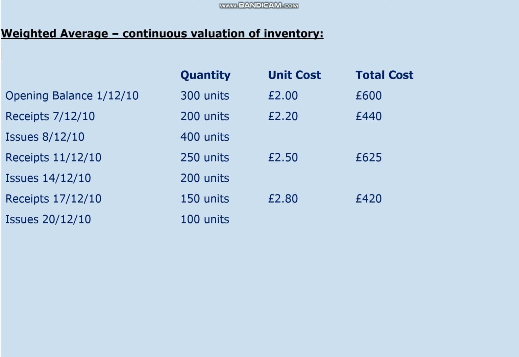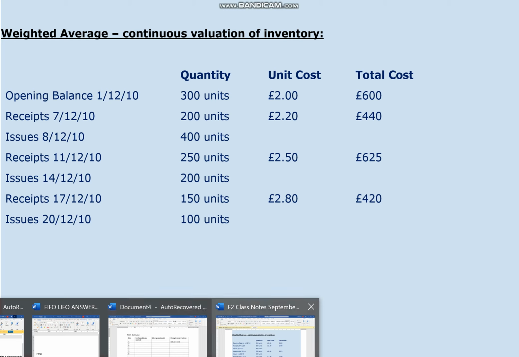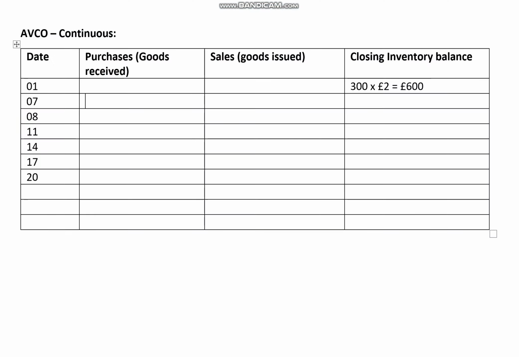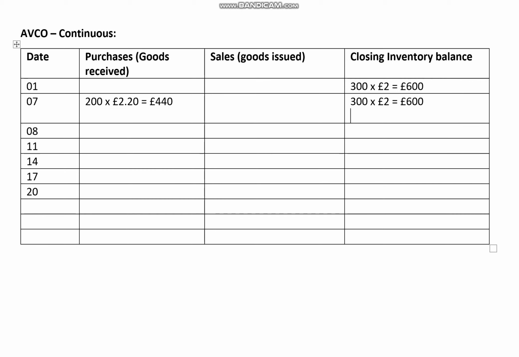Then the next transaction took place on the 7th of December when they purchased or received 200 units at 2.2, giving us a total cost of £440. Now we've got the total inventory on this date like this: 300 of the initial units plus 200 of the current purchase.